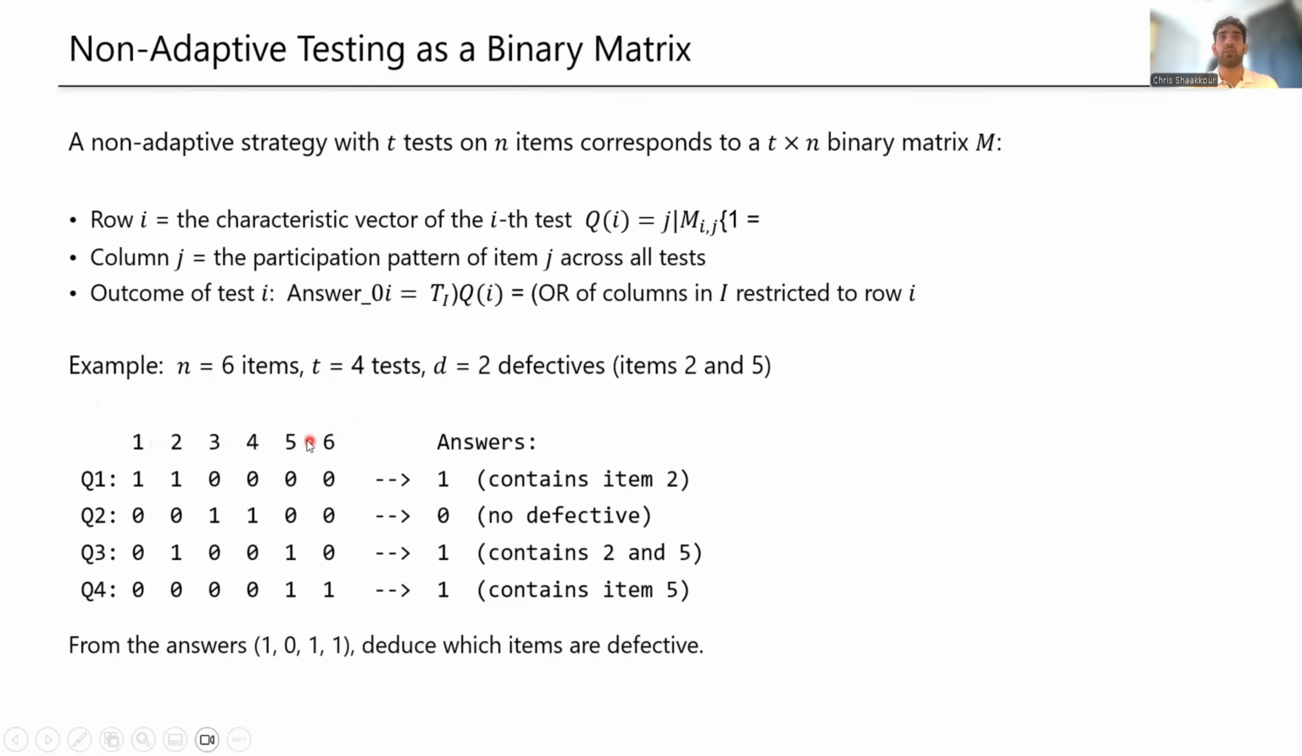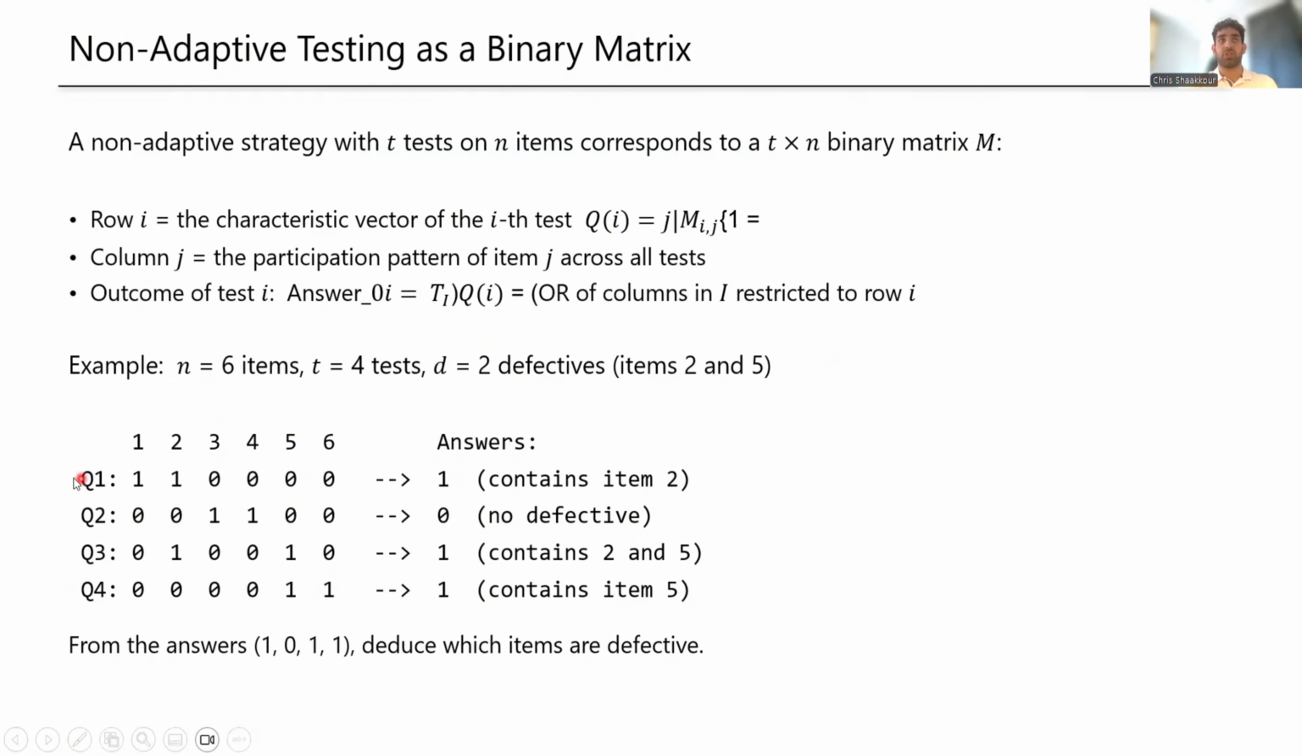We know that 2 and 5 are the defective items in this group. Q number 1 runs a test on the first element and the second element only. Q number 2 runs a test on the third and fourth element only. Q number 3 tests the second and fifth element, and Q4 runs a test on the fifth and sixth element.